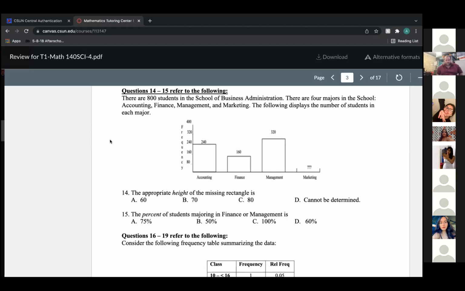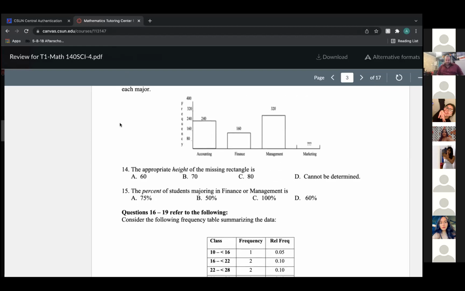Now, the percent of students majoring in finance or management. Well, in total, I have 480 students in finance or management. 480 is a little more than half of 800. So which of those numbers is a little more than 50%? It's probably D, but let's just make sure. 480 out of 800 is in fact 60%. So the answer to 15 is D.